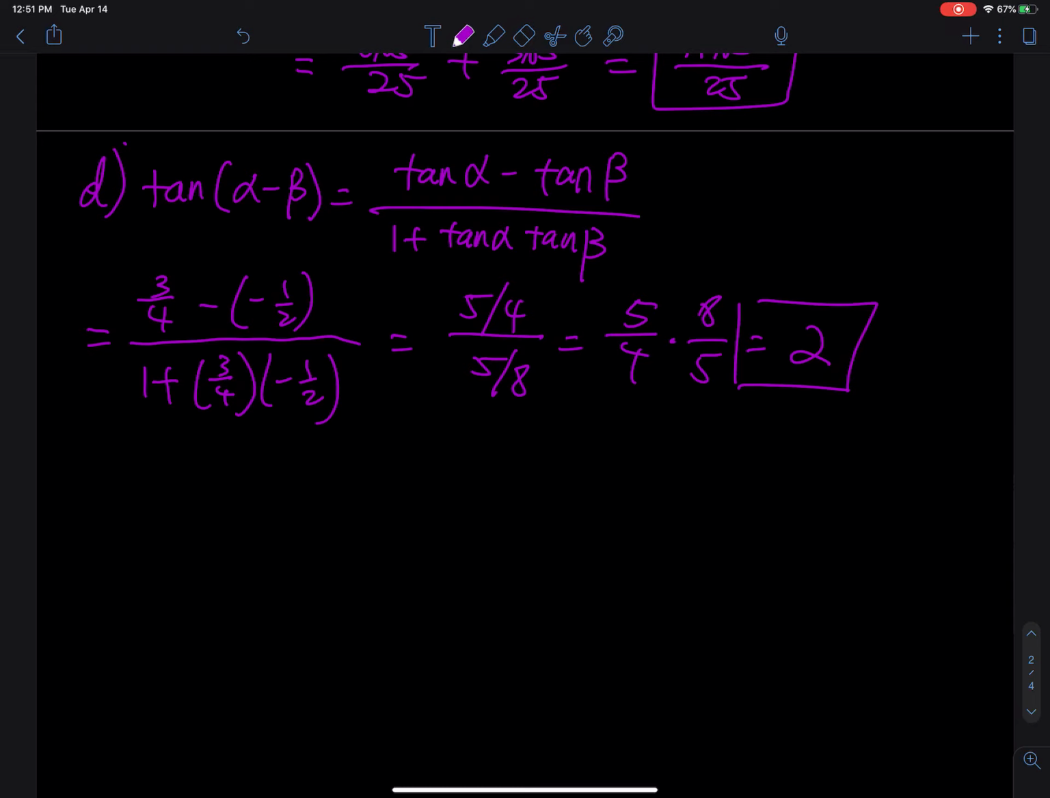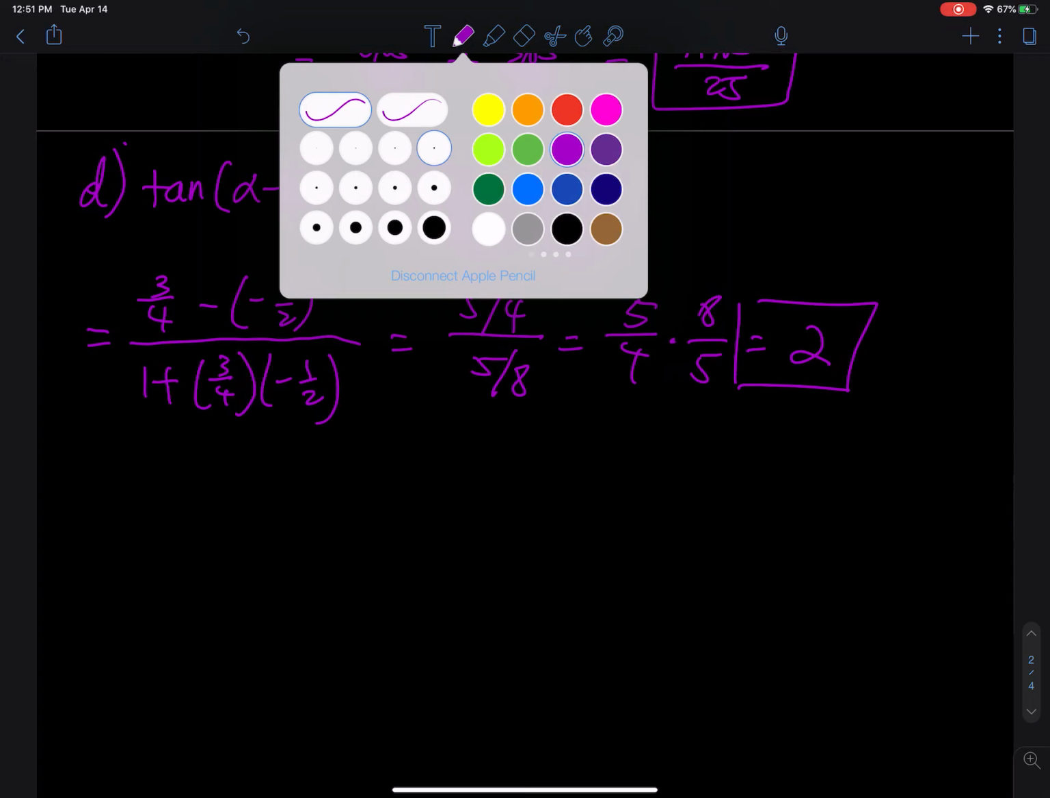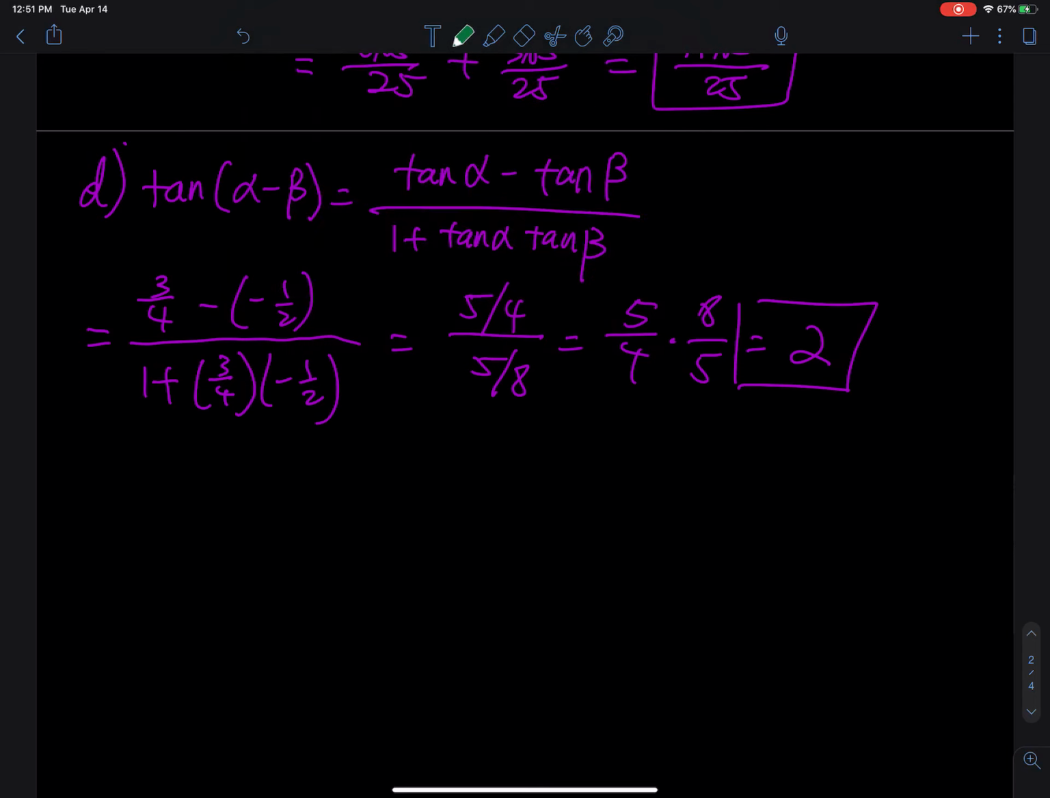All right, so that's fun, right? So let's do one more, because one problem is never enough. For the next problem, I am going to switch color. So which one should I pick? Let's pick a green, shall we?